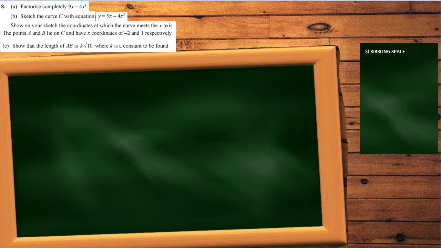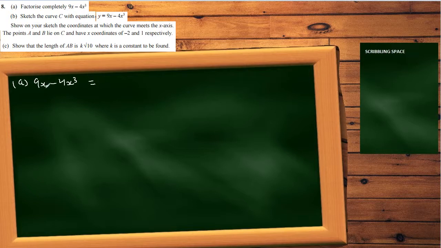Hi guys, this is May 2015 C1 question number 8. Part A. Let's start. Part A wants us to completely factorize this expression 9x minus 4x cubed.